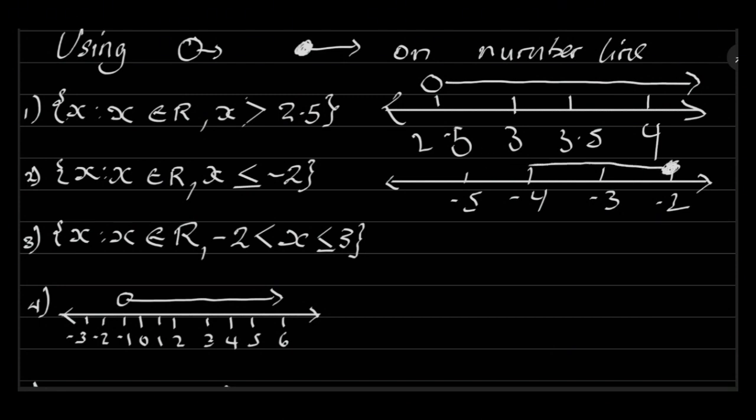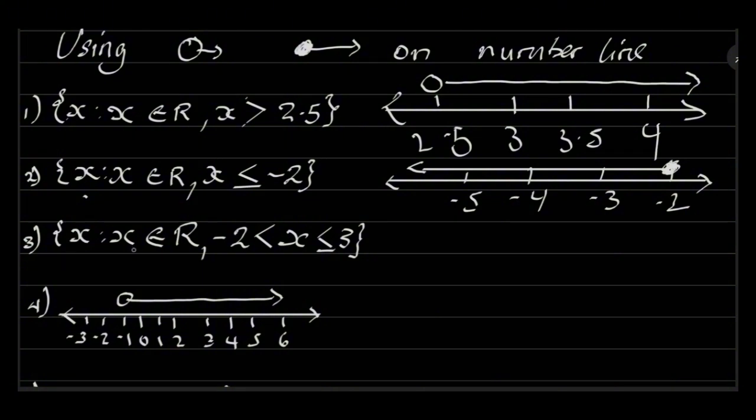And we put our arrow on top to tell us that it goes on continuously. Okay, so that is how we put this statement on the number line. Let's go to statement 3 and let's see how to put that in on the number line.